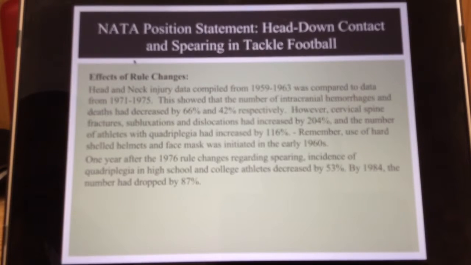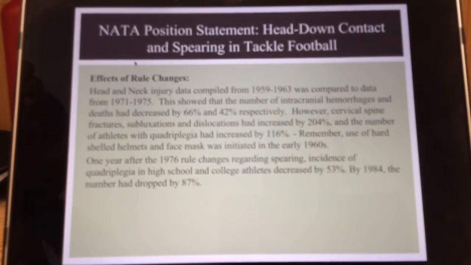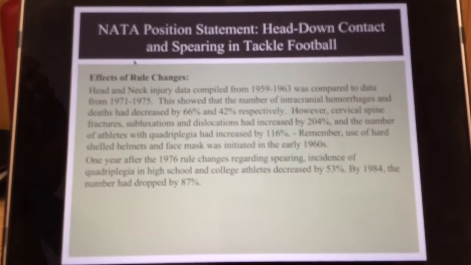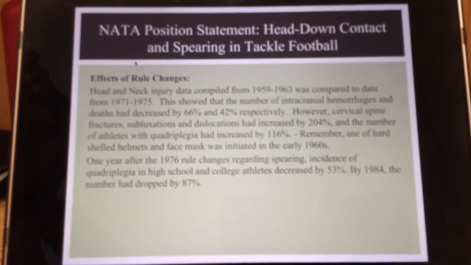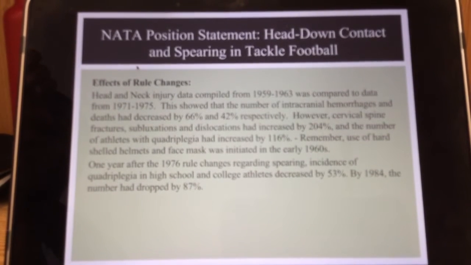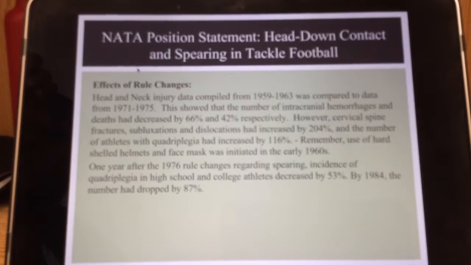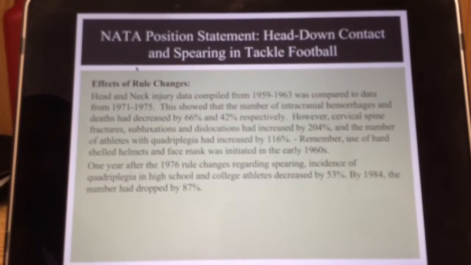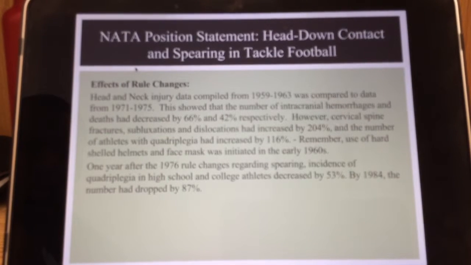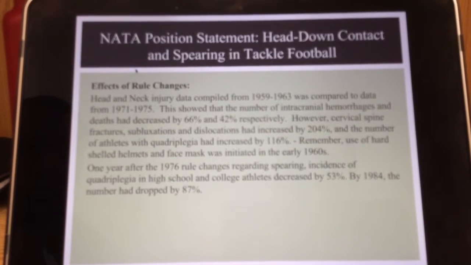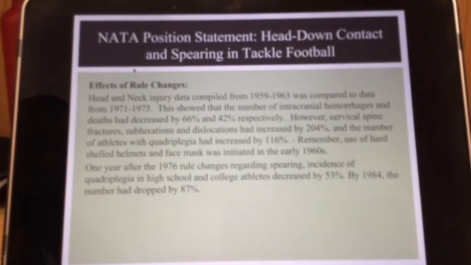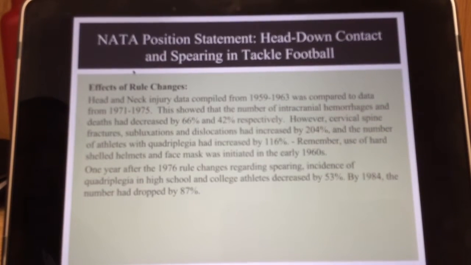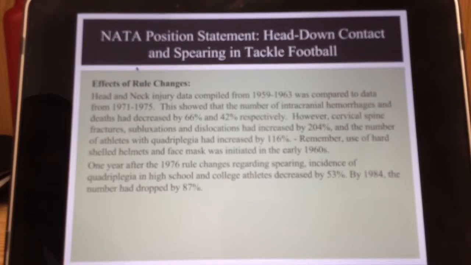Here's a little bit of data. The first hard-shelled helmet was implemented in the early 1960s, so you can see some data on that, what effect that had on the game, and different injury rates. And then 1 year after the 1976 rule change regarding spearing, incidents of quadriplegia in high school and college athletes decreased by 53%, and by 1984 the number had dropped to 78%, so this is huge.